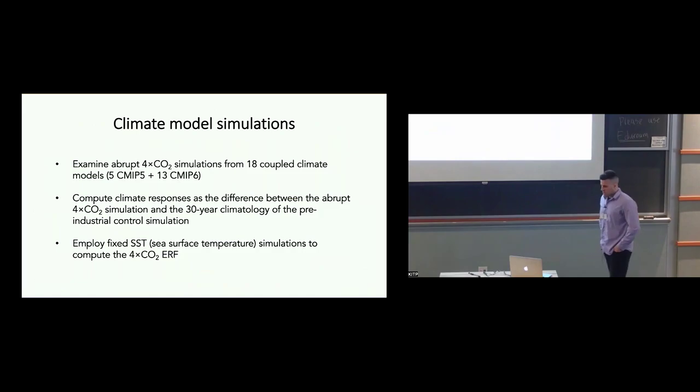So the climate model simulations that I'll show in the next several slides are again the same abrupt 4 times CO2 experiment, this time from 18 coupled climate models, 5 CMIP5 and 13 CMIP6. We compute climate responses as the difference between the abrupt 4 times CO2 simulation and the 30-year climatology of the pre-industrial control simulation. And as is traditionally done, we use fixed SST simulations to compute the 4 times CO2 effective radiative forcing.